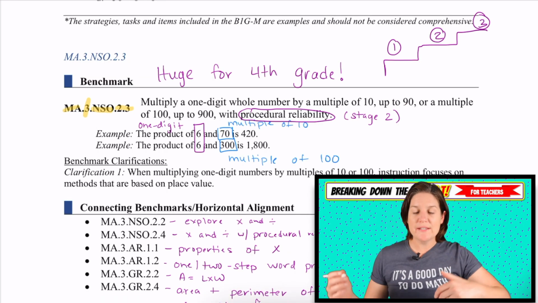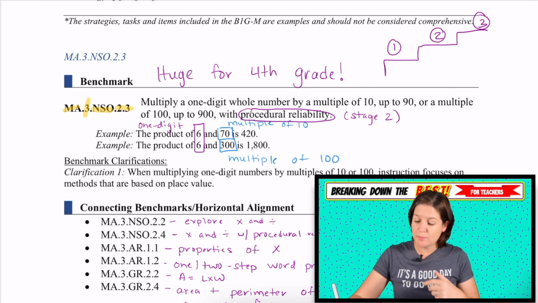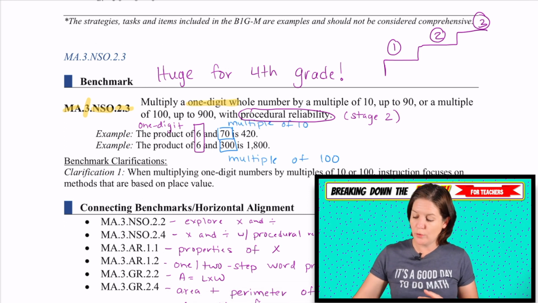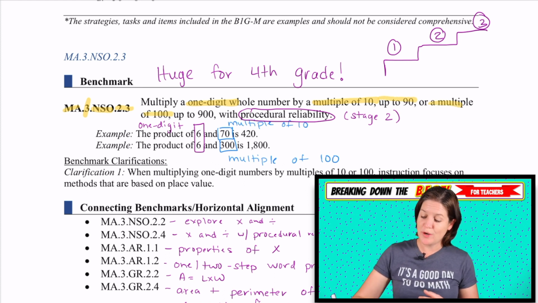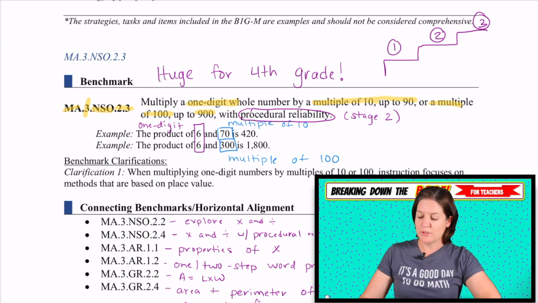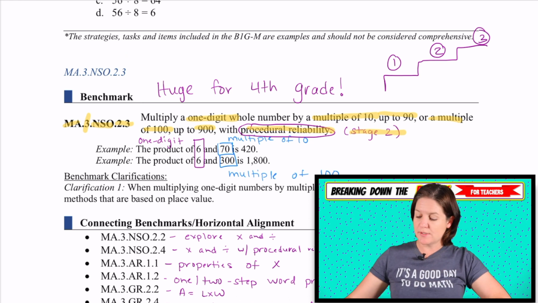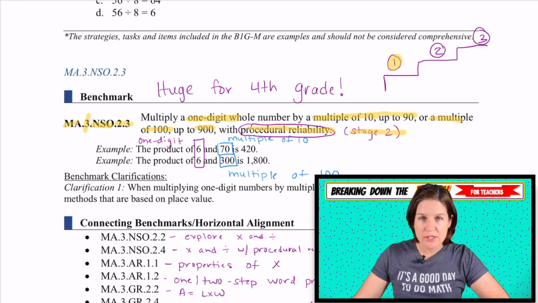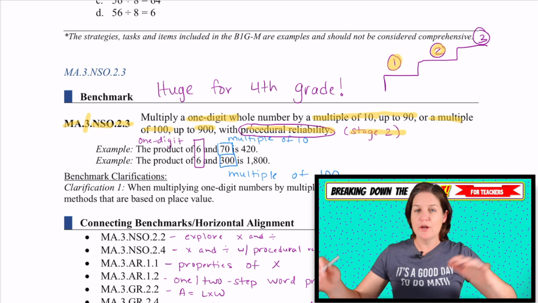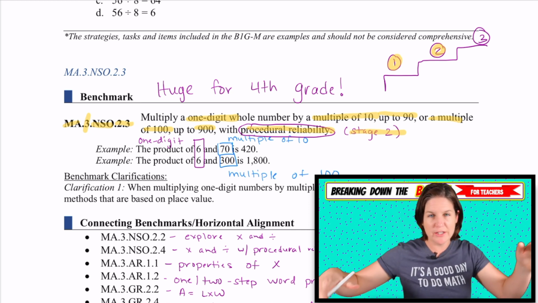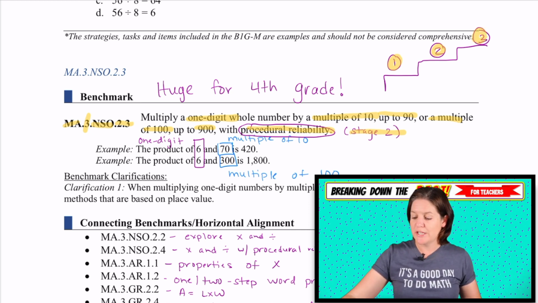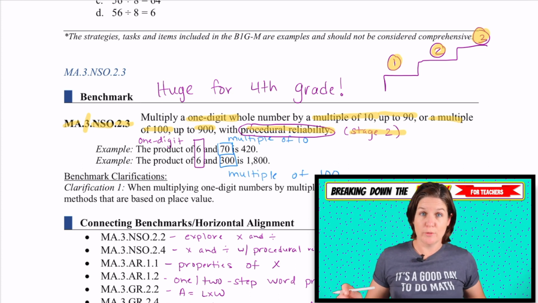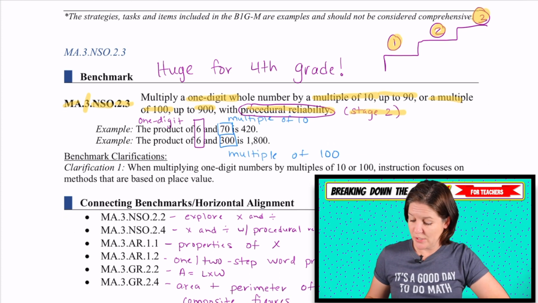Okay, why is it huge? Well, it's because we are multiplying a one-digit whole number by a multiple of 10 up to 90, or a multiple of 100 up to 900 with procedural reliability. That's stage 2. So if we're thinking about steps, 1 is the exploration level, 2 is the procedural reliability. We're getting a little more comfortable with it. And by 3, we're usually moving into standard algorithm, and we're mastering it.